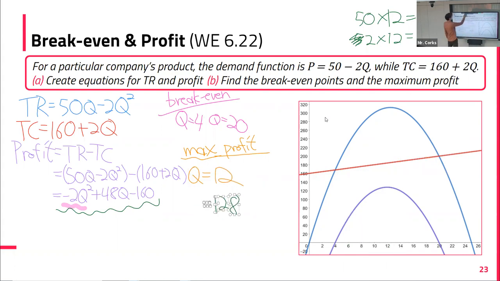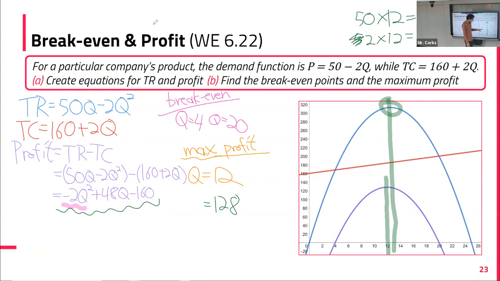Okay, so now we can actually see our graph. And remember, this is the same example with the total revenue maximization from last time. Our maximum point we discovered was when Q is equal to 12.5. But now we've discovered that our maximum profit is happening at a different point, and it's 12. So similar, but not the exact same point.